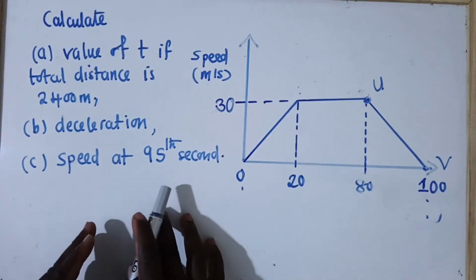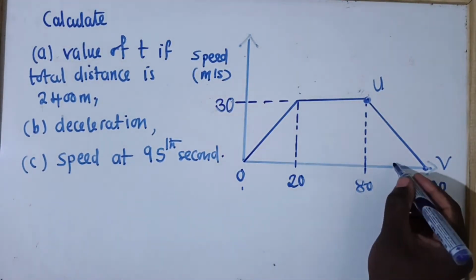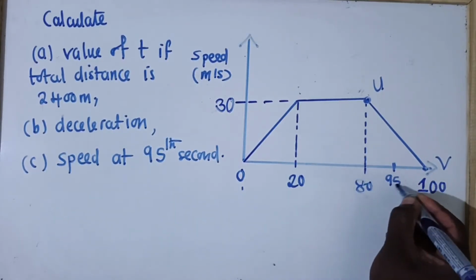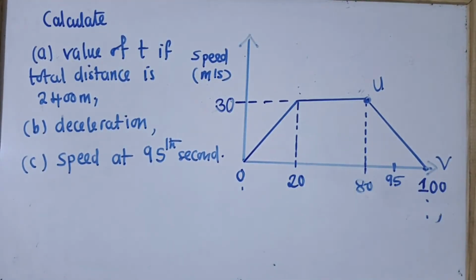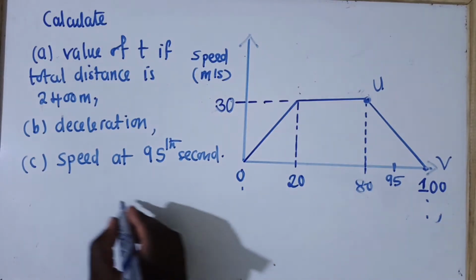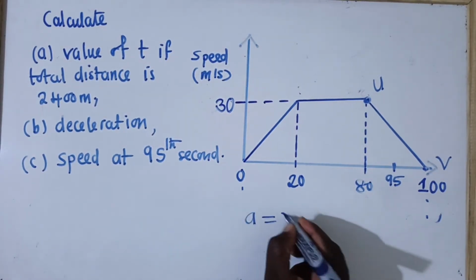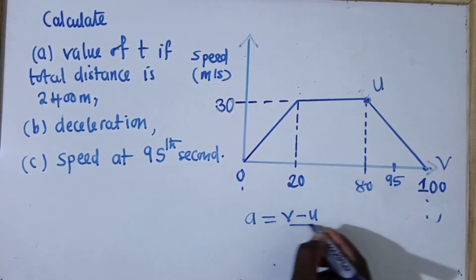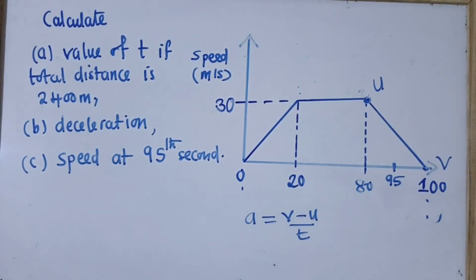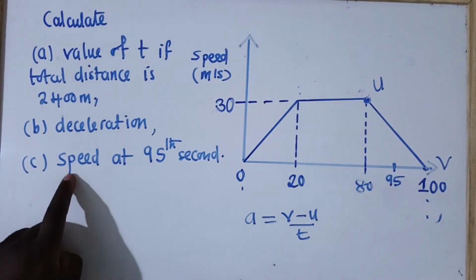95th second. So 95th will be right over here. So this is where 95 is. Okay. I hope you can see that one. That's where 95 is. Okay. So what we're going to do here is simply to find the difference. Okay. So we're going to say, you see this formula for finding acceleration.